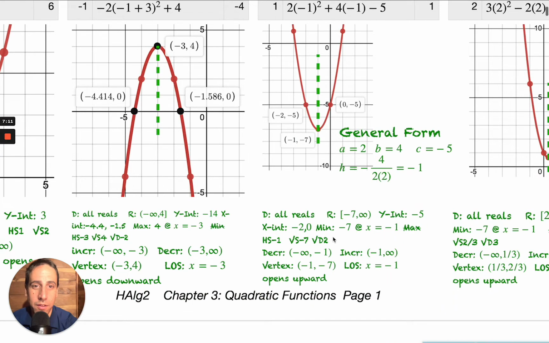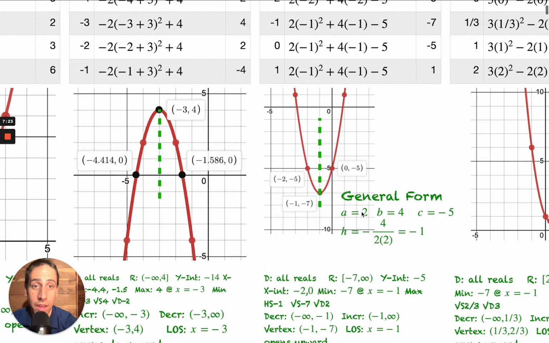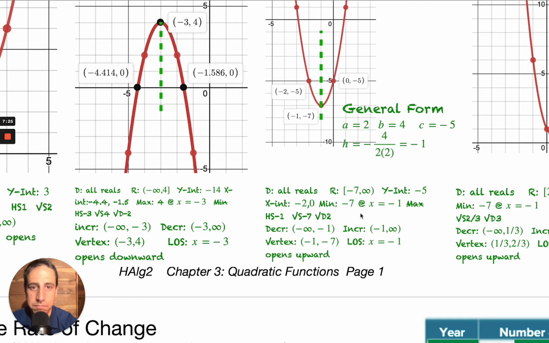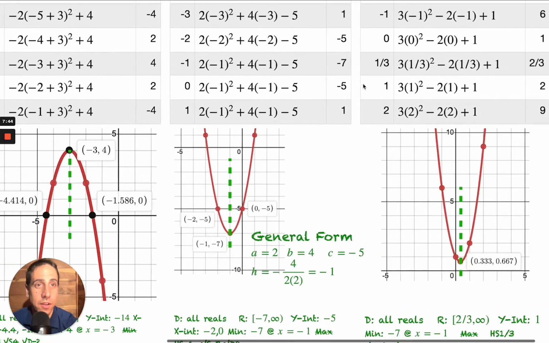We knew that because we can get this information from the vertex, negative 1, negative 7. This is basically h, and this is k, and then the vertical dilation is going to be 2 because a equals 2. It is decreasing from negative infinity all the way up to x equals negative 1. It is increasing from negative 1 up to positive infinity. It has a vertex at negative 1, negative 7, line of symmetry at x equals negative 1, and it opens upward.